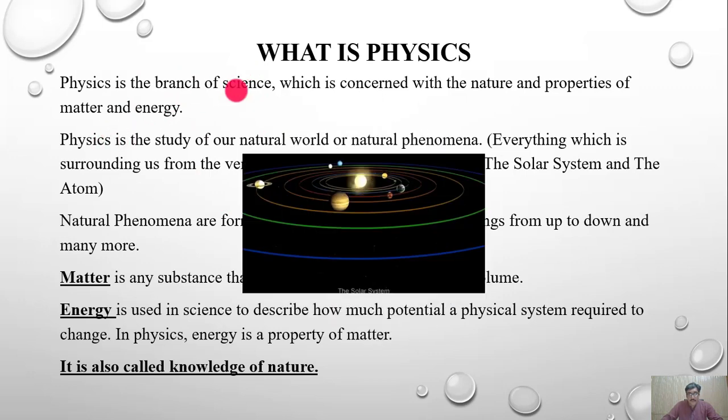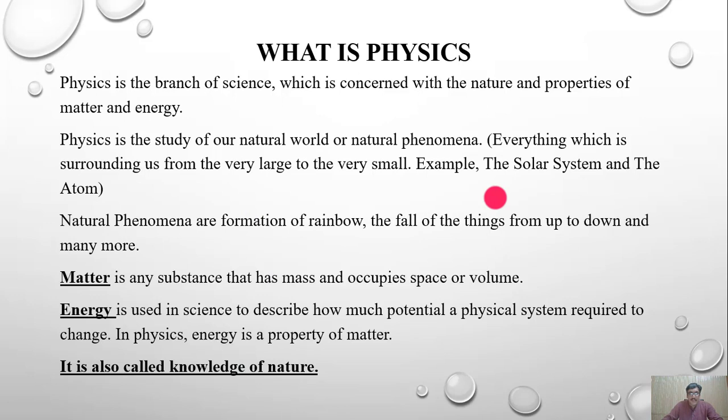Here is the solar system. You see that planets are revolving in orbits around the sun. When we study about these planets, we are basically studying physics. Similarly, when we talk about things which are surrounding us, for example, a table, when we study about the dimensions of the table, we are basically studying physics.